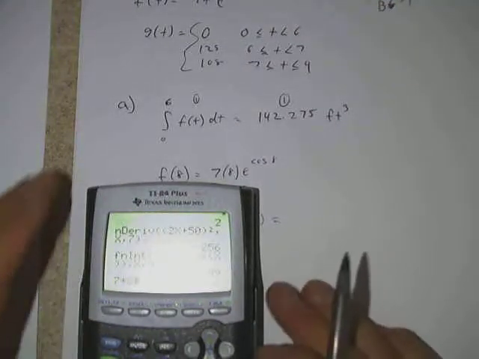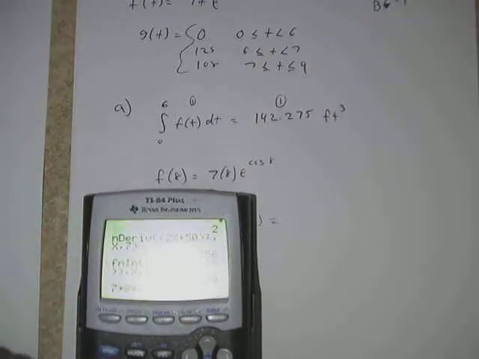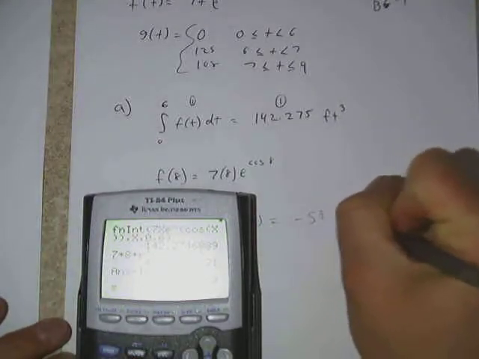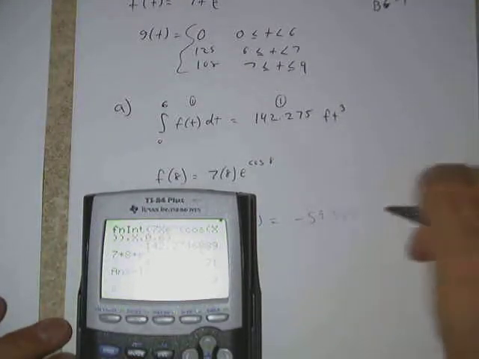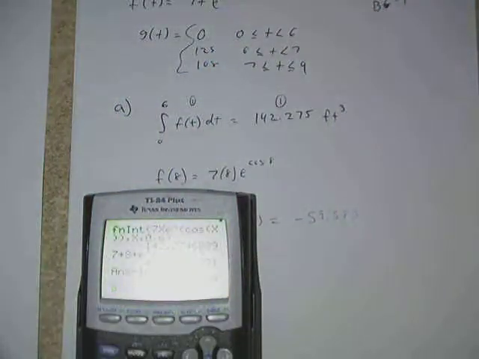So ultimately we'll do 7 times 8 times e to the cosine 8, and then subtract 108, and we get negative 59.583. Running out of ink here.